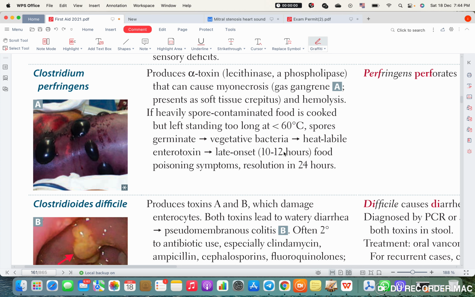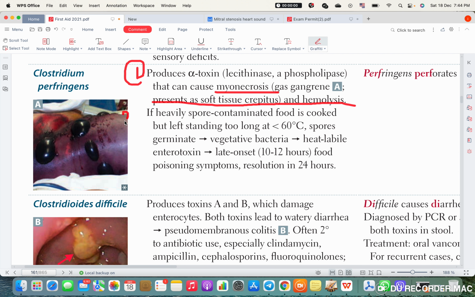Okay, so they write: presents with soft tissue crepitus and hemolysis. If heavily spore-contaminated food is cooked but left standing too long at less than 60 degrees, spores will germinate. So let's just make a small line here. This Clostridium perfringens can lead to two pathologies. The first one is myonecrosis, which we spoke about. The second pathology it can lead to is basically food poisoning, okay?